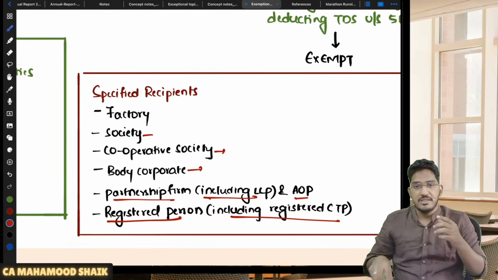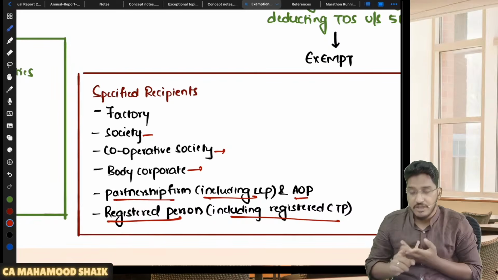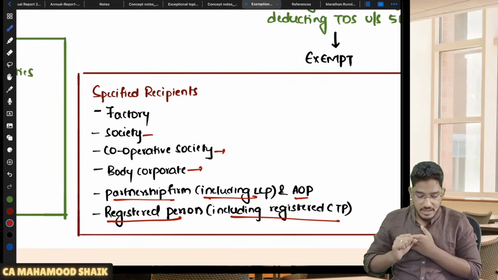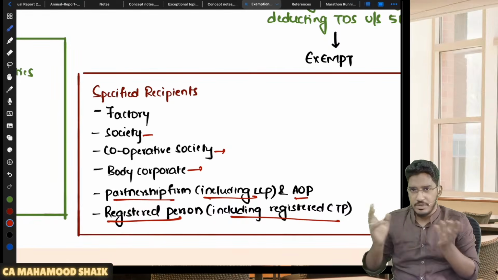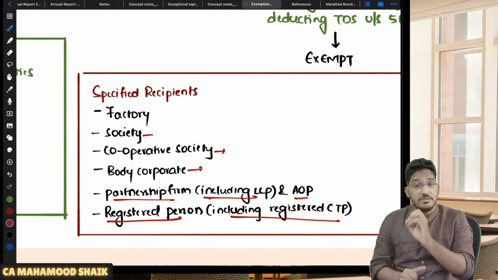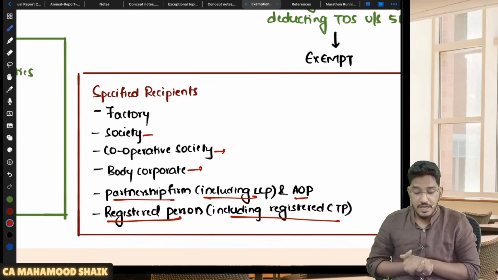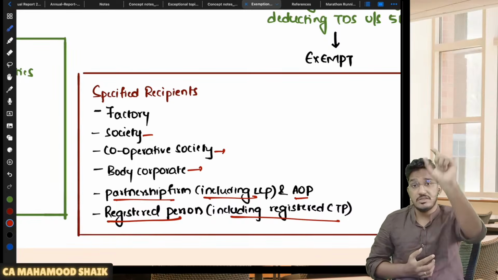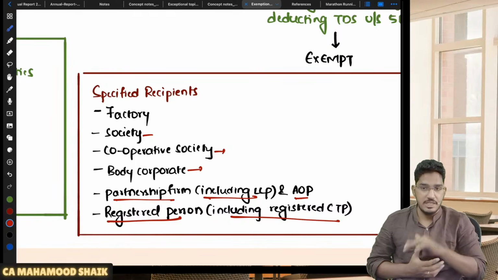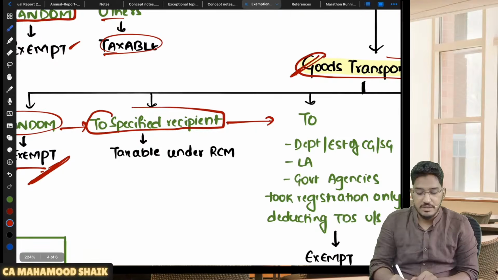Who are those specified recipients? Factory registered under Factories Act, society registered under Society Registration Act, cooperative society registered under Cooperative Societies Act, body corporate registered under any law, partnership firm, whether registered or unregistered, including LLP and association of persons. And finally, registered person. If you are a registered person under GST, including a registered CTP, the recipient falls under this specified recipient, then RCM will become applicable.